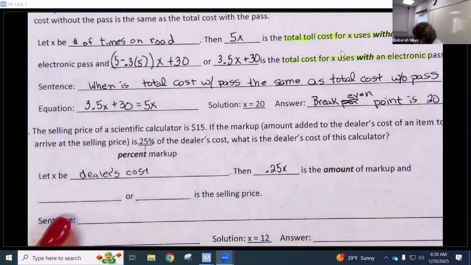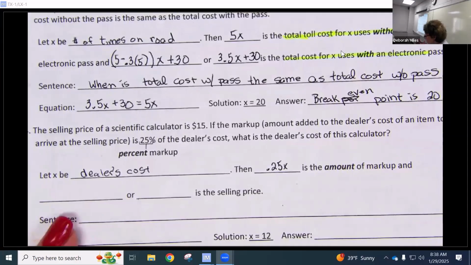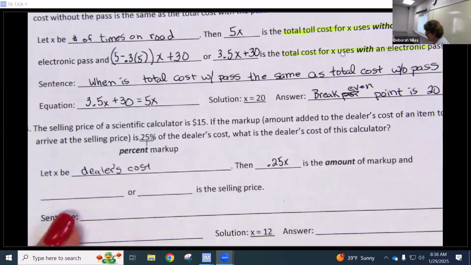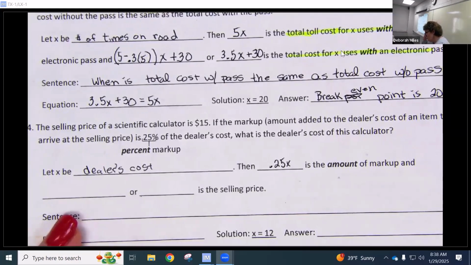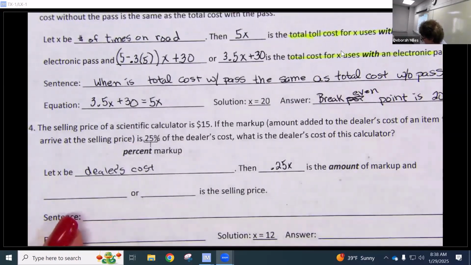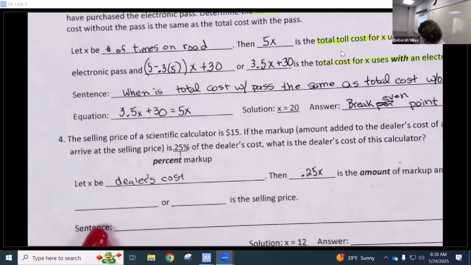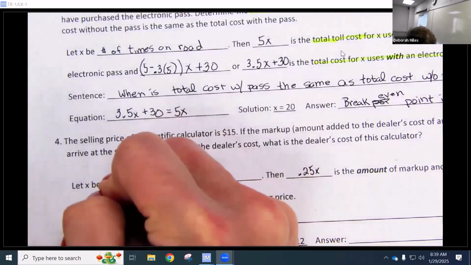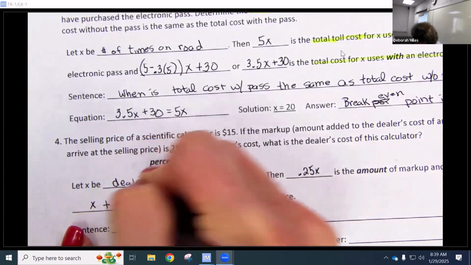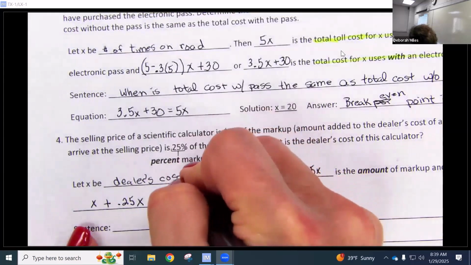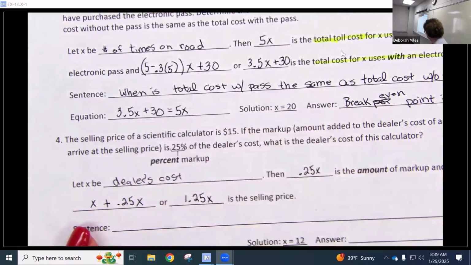And so how do you get the selling price? If the dealer is selling it for X and then it's marked up 25%, what symbols can we use? What expression can we use for the selling price? And you said it already. X plus 0.25X. Yeah, what the dealer charges and then add 25% of X to that. And 1X plus 0.25X is just 1.25X, the selling price.